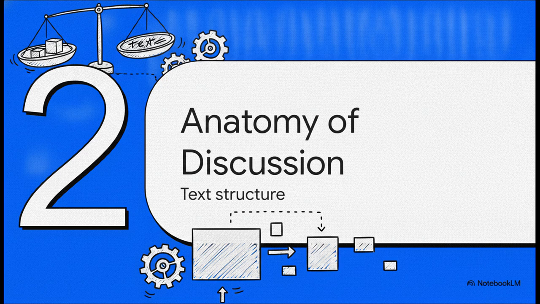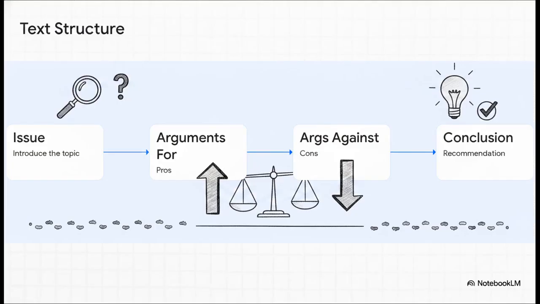Moving on to Section 2, anatomy of a discussion. Let's look at the text structure. Every successful discussion text goes on a very specific four-part journey. First up, you have the issue. Second, the arguments for. Third, the arguments against. And fourth, the conclusion or recommendation.